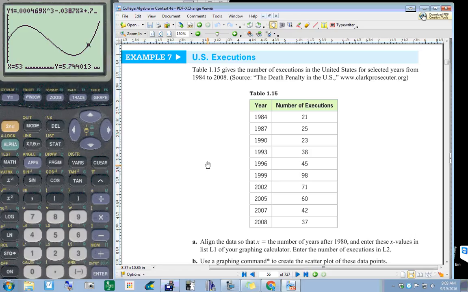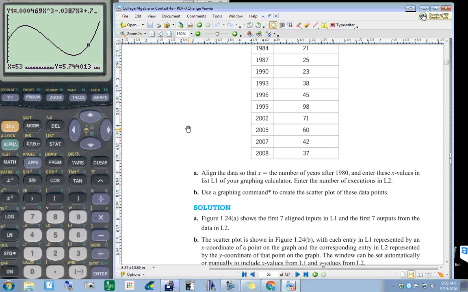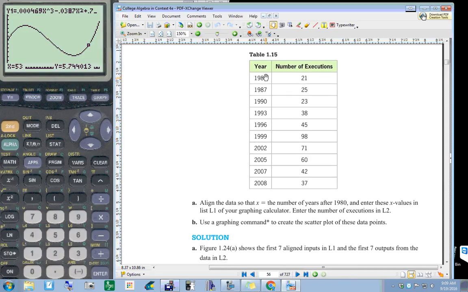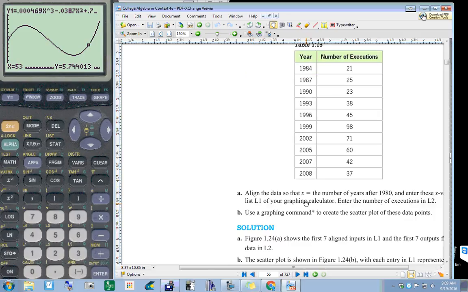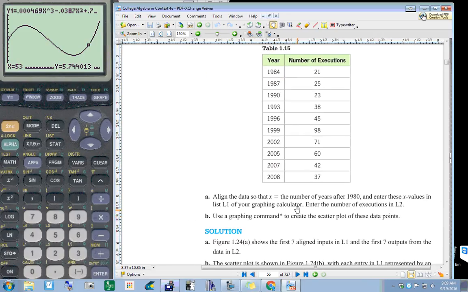Now this table here gives the number of executions in the United States for selected years from 1984 to 2008. Okay. Now it says align the data so that X is the number of years after 1980. So what would I use for my X coordinate, if it's supposed to be the years after 1980? Well, won't that just be 4 and 7 and 10 and 13 and 16 and 19, 22, 25, 27, 28? Isn't that just what it would be? Just start at 1980 and start counting.